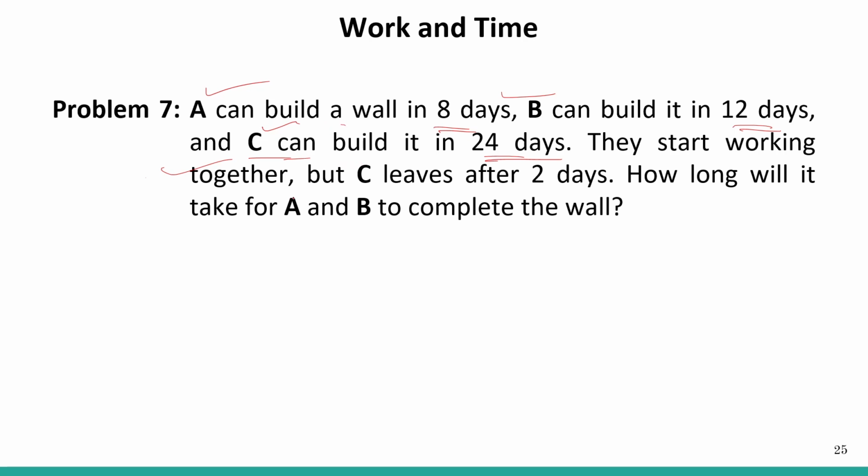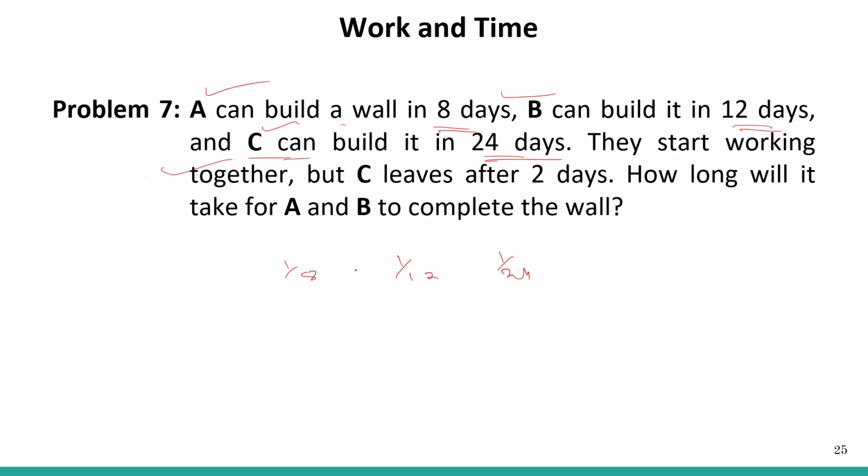A has a work rate of 1 by 8, B has a work rate of 1 by 12, and C has a work rate of 1 by 24. So they start working together, but C left them after 2 days. So how long will it take for A and B to complete the wall?